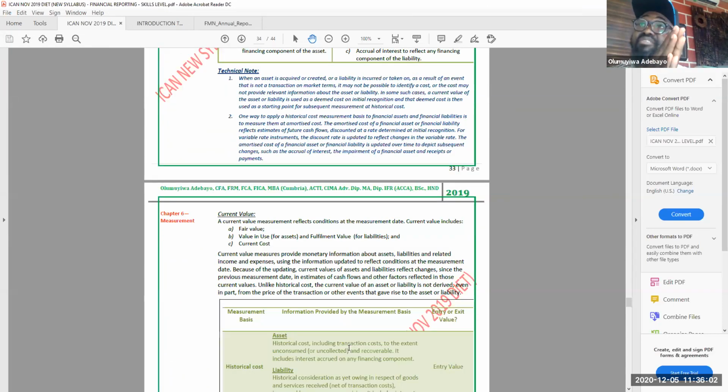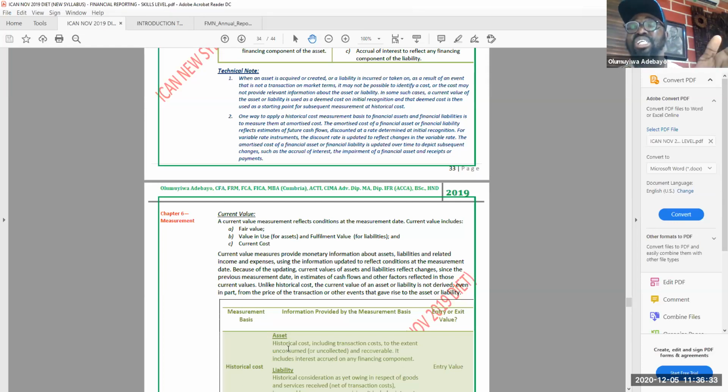The first one is fair value. Fair value, more or less, can be synonymous to market price of assets and liabilities. Even though by the time we get to IFRS 13, we define fair value extensively so that you understand that there are three hierarchies of fair value, starting from quoted market price to unobservable market price or inputs. Okay, we'll get to understand that later.